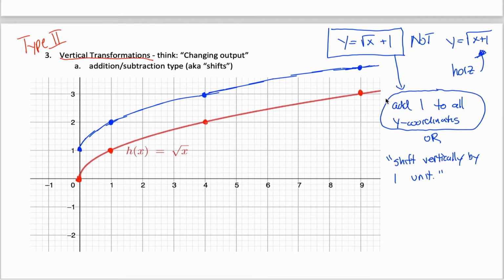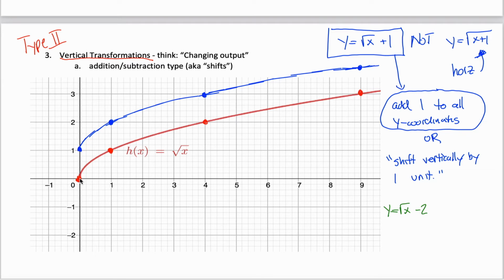So I'd encourage you to think about this as, since it's a vertical transformation, we're going to mess with the y-coordinates. And since we're adding 1 here, we're going to add 1 to all the different y-coordinates. It's that simple. If I asked you what the graph of y equals the square root of x minus 2 looked like, you might naively guess that, well, I bet I'm just going to take all these different y coordinates and subtract 2 from them.